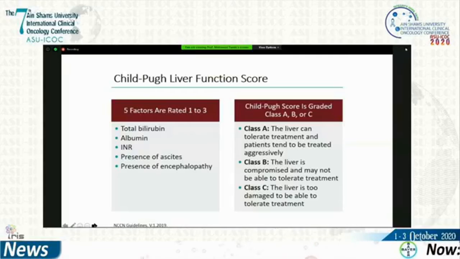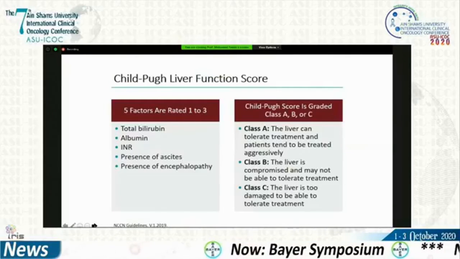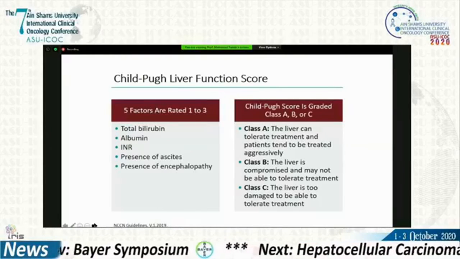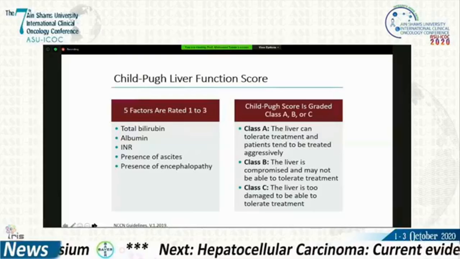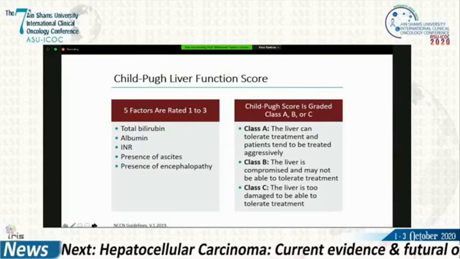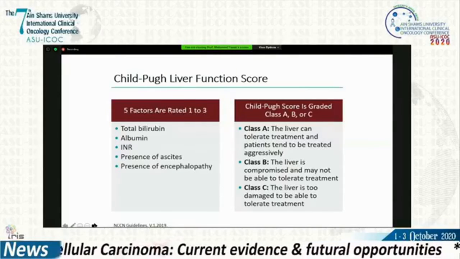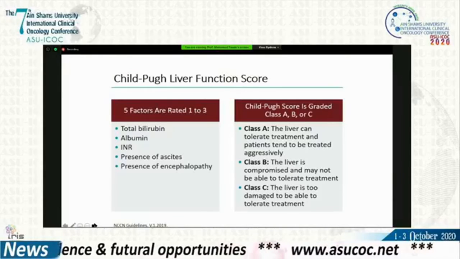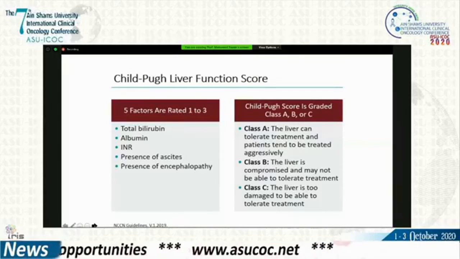Child-Pugh liver score is very important. Five factors rated 1 to 3: total bilirubin, albumin, INR, presence of ascites, presence of encephalopathy. Child-Pugh score A, B, C. In A, the liver can tolerate treatment and patients tend to be treated aggressively. In class B, the liver is compromised and may not be able to tolerate treatment. And in class C, the liver is too damaged to be able to tolerate treatment.